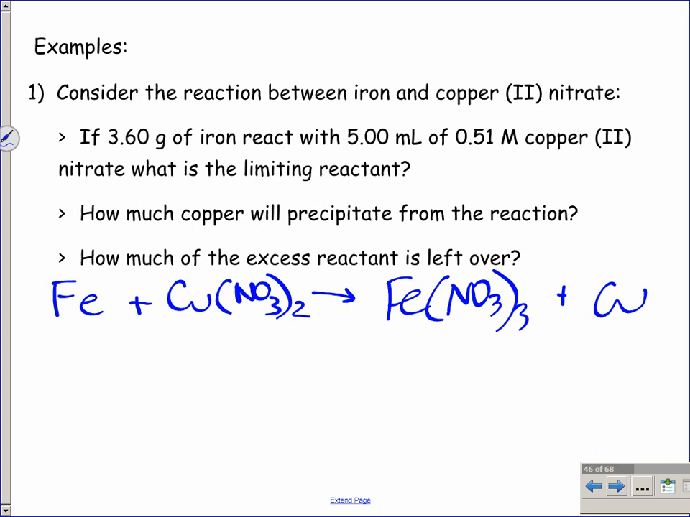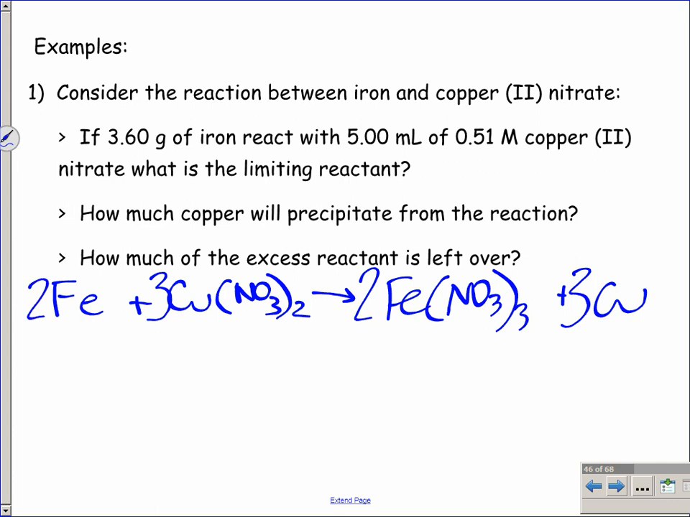So we have our process. We know what we're looking for. How do you balance? You need 3 nitrates, so 2 on the iron 3 nitrate. Beautiful. You're speaking my language. And what else do I need? A 3 on the copper and 2 on the iron. Okay.